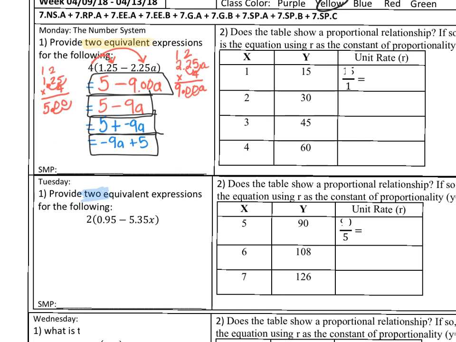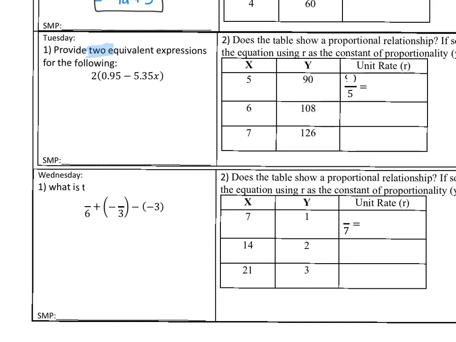Okay? Now let's look at Wednesday number 1. Wednesday number 1, it got a little cut off, but it's supposed to say what is the value of. So go ahead and write that for me right there. What is the value of? And I believe you guys have 1/6 plus negative 2/3 minus negative 3.